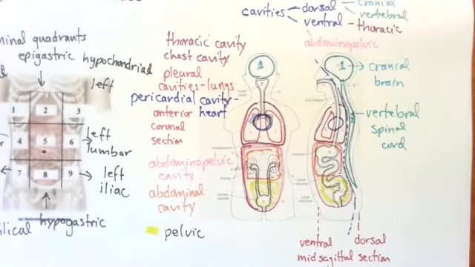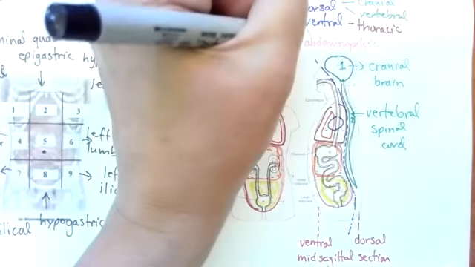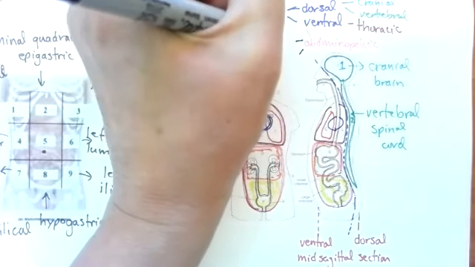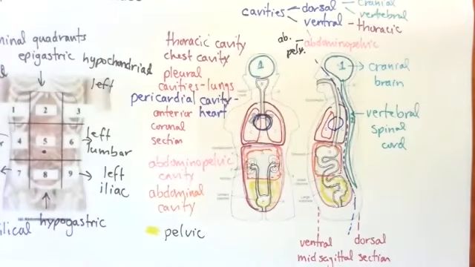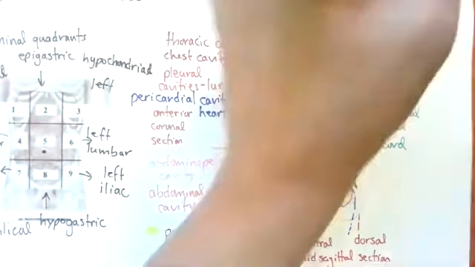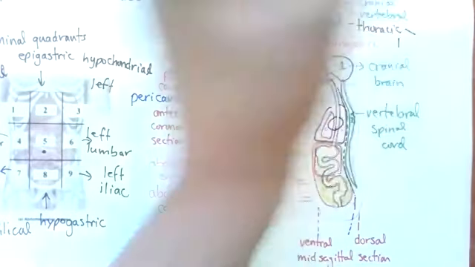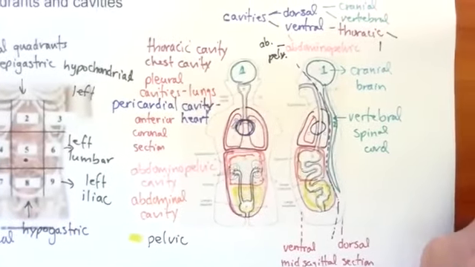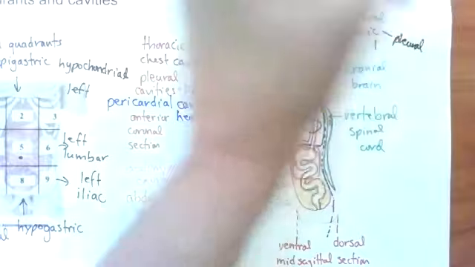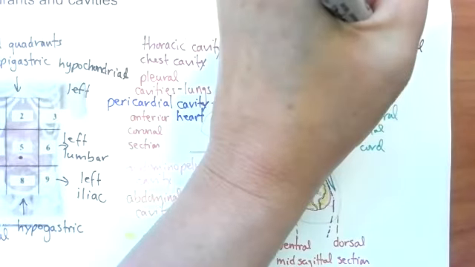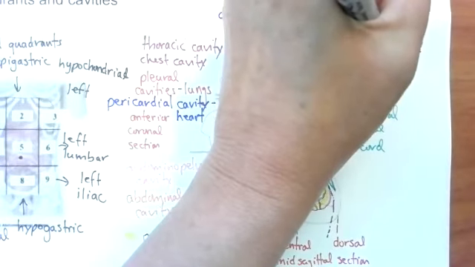So again, we can subdivide. We could take the abdominal pelvic and divide that into the abdominal and the pelvic. I'm going to abbreviate because I'm running out of room. And we can take the thoracic and divide that into the pleural and the pericardial.